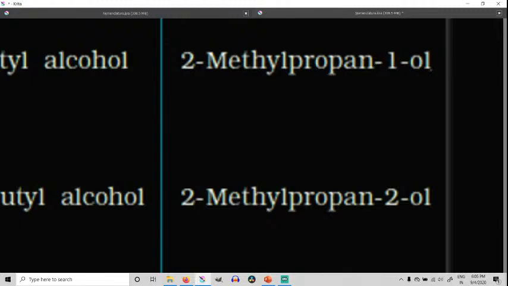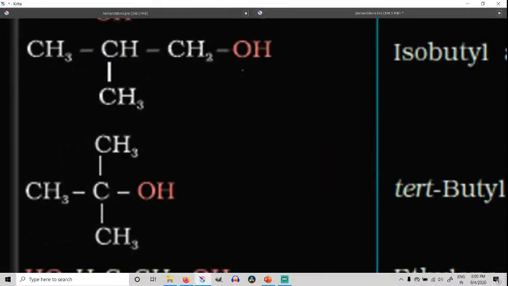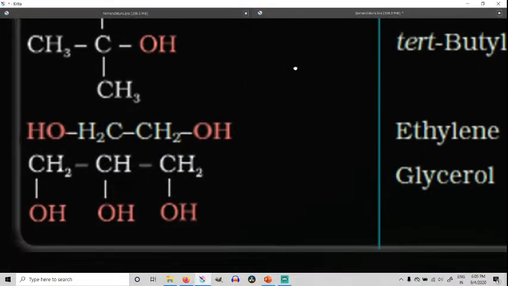ol. Ol is always attached for what? Ol is attached for alcohol. So the secondary suffix ol represents that alcohol is present. So how can we find out alcohol is present? We can see it because of the OH group. Understood? Okay.